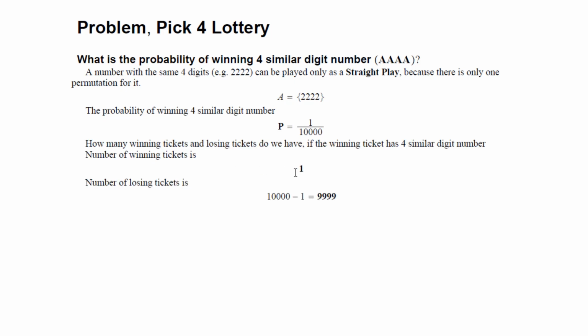So in such case, how many winning tickets do we have? We have only one. And how many losing tickets? We have 9,999.